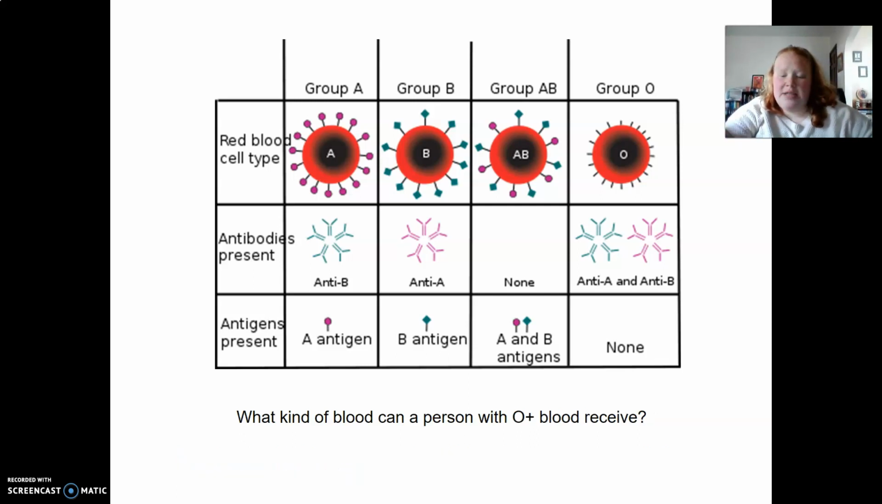A person with O positive blood, remember they can't accept A, B, or AB. They could accept O positive. They can also accept O negative. Okay?